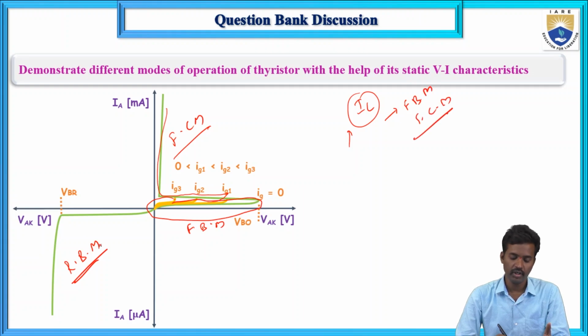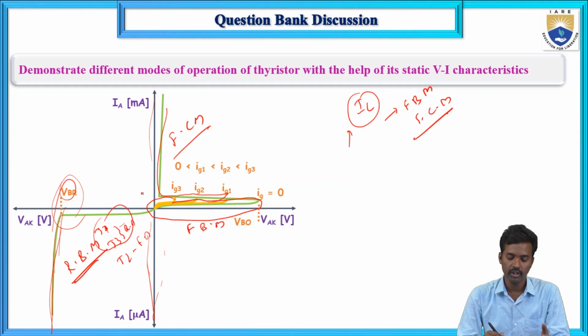That is the case when the negative terminal of the battery is connected to the anode and the positive terminal of the battery is connected to the cathode. Here J1 and J3 junctions are in reverse bias and the J2 junction is in forward bias. A microamperes current flows from anode to cathode. When the supply voltage increases to the reverse breakdown voltage, the J1 and J3 junctions avalanche and a huge amount of current flows through.